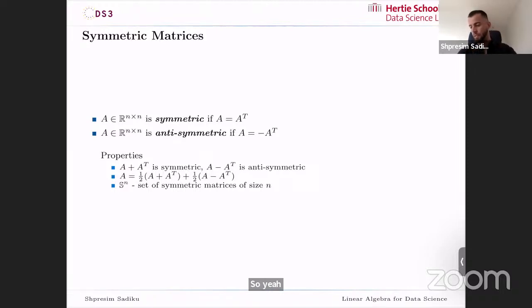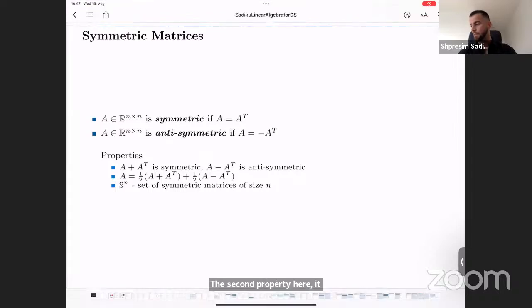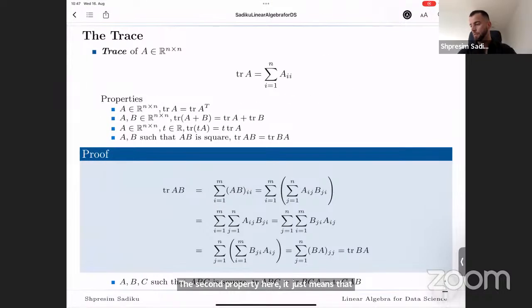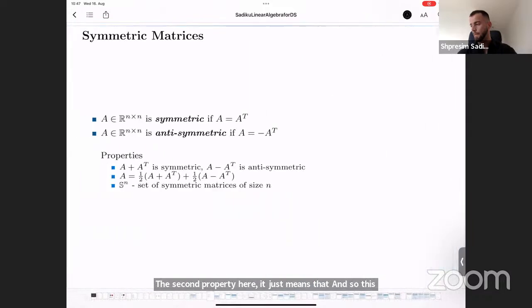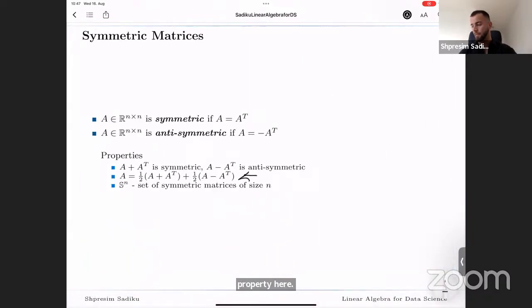The second property here just means that any matrix A can be expressed as the sum of a symmetric and an antisymmetric matrix, since the first one, as we saw from the first property, is symmetric, and the second one here is antisymmetric.